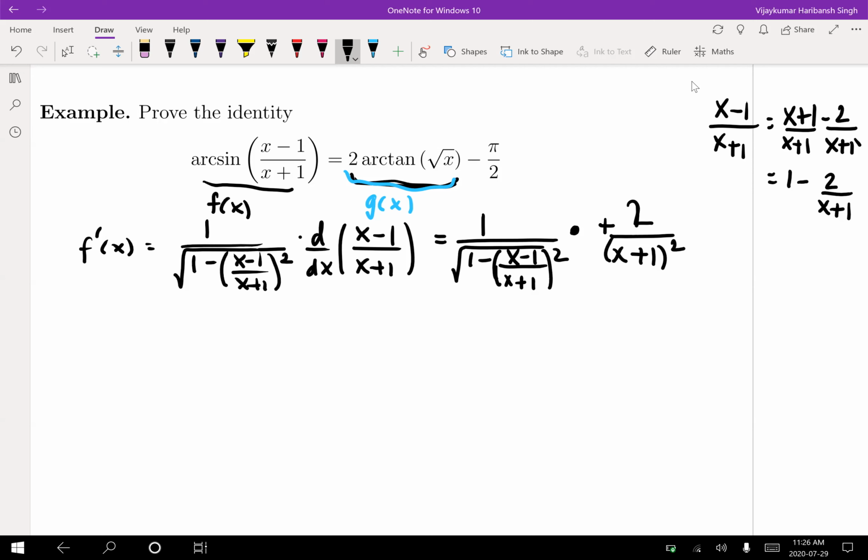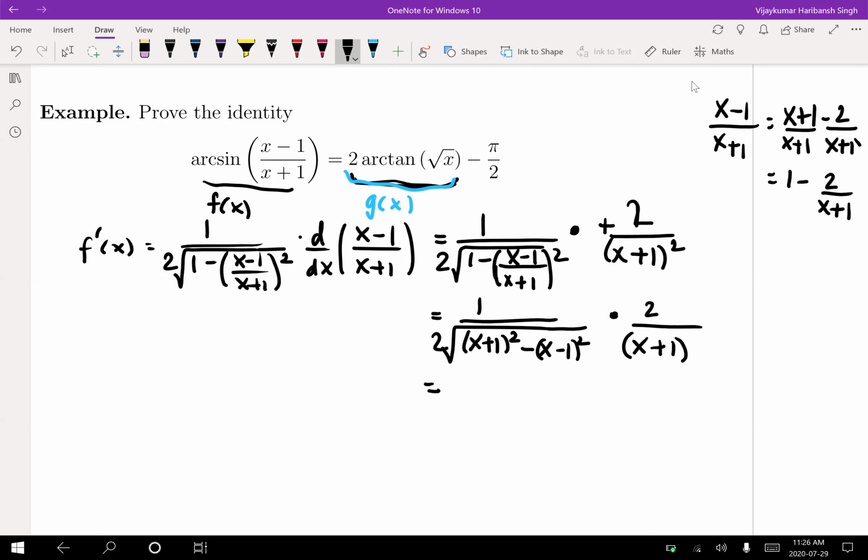And that can be simplified further. Bring one of the x plus 1 inside, so we'll have x plus 1 squared minus x minus 1 squared. And then we are left with what? The derivative of this is 1 by 2, right? Sorry, I missed out that 2, times 2 upon x plus 1. I send one of the x plus 1 inside. This 2 and this 2 will cancel off, so I don't need to write that. I will have x plus 1.